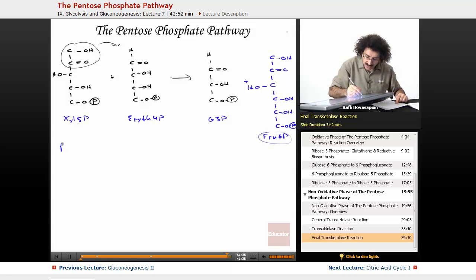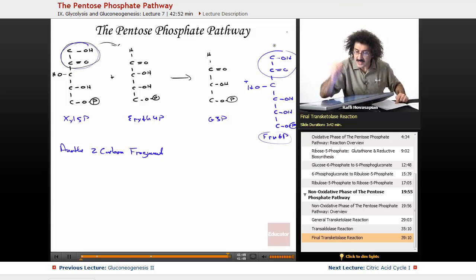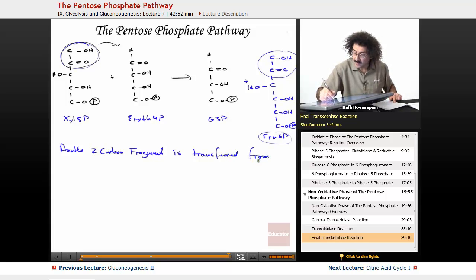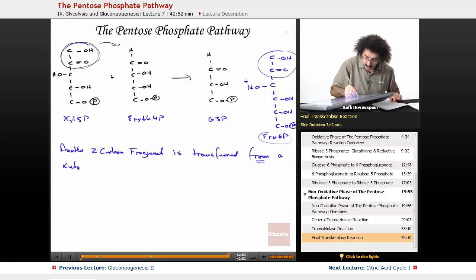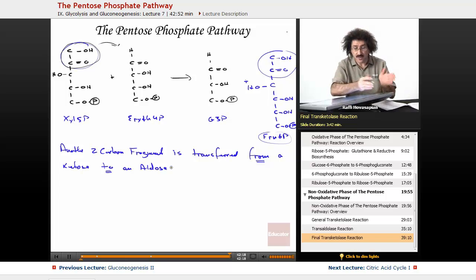So here we had another 2-carbon fragment that ended up over here. Another 2-carbon fragment is transferred from a ketose to an aldose. If you know nothing else, recognize that. A transketolase reaction takes a 2-carbon fragment from a ketose to an aldose. It just moves it over.